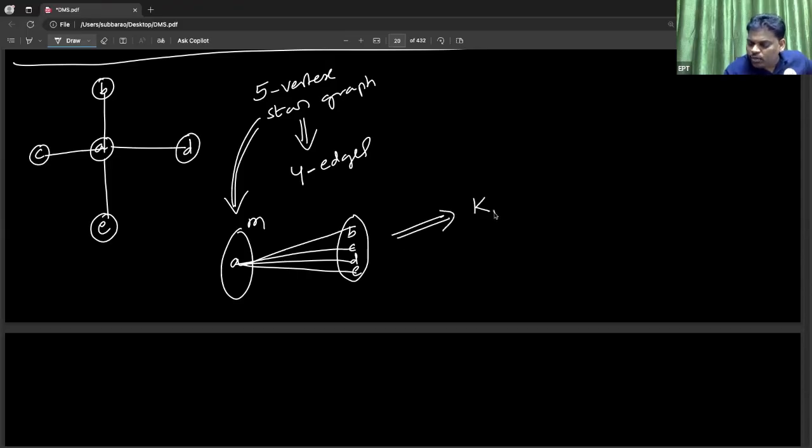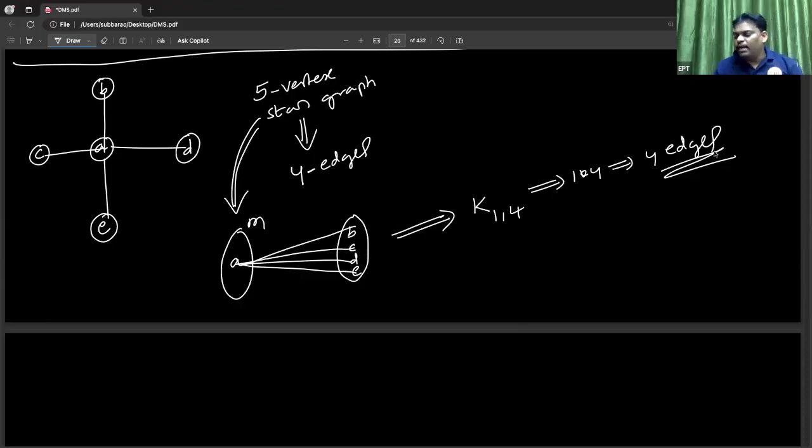A star graph with 5 vertices can be written like this, which is also called a complete bipartite graph with vertex partition 1, 4. Left side 1 person, right side 4 people. So the number of edges is 1 into 4, 4 edges. So remember, a 5 vertex star graph is nothing but a complete bipartite graph with vertex partition 1, 4. Only 4 edges are there.